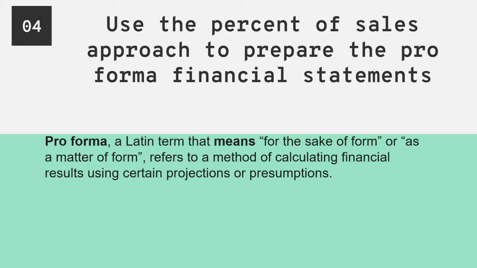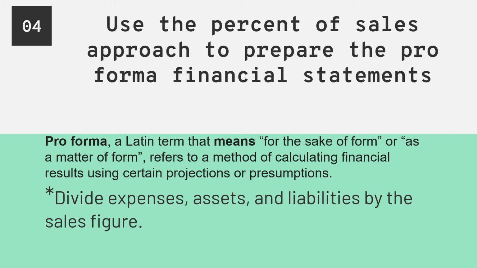Pro forma financial statements should emphasize projected figures. From the example earlier for step number 1, our projection is a 10% increase in sales. So, pro forma financial statements should show a 10% increase in sales. But how are we going to make a pro forma financial statement? Or how are we going to use the percent of sales approach in order for us to prepare pro forma financial statements? We divide expenses, assets, and liabilities by the sales figure.